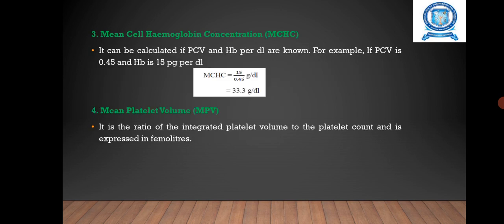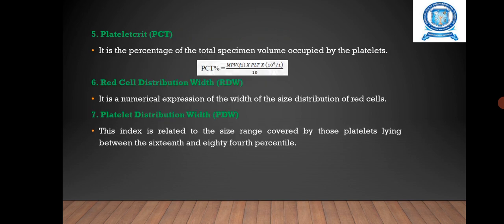And the next one is mean cell hemoglobin concentration. It can be calculated if PCV and HB per dL are known. For example, here also your PCV is considered as 0.45 and the HB is 15 gram per dL. Then that value is applied in the MCHC, and you will get 33.3 gram per dL. Then the next one is mean platelet volume. It is the ratio of the integrated platelet volume to the platelet count and is expressed in femtoliters. Then the next one is plateletcrit. It is the percentage of the total specimen volume occupied by the platelets.